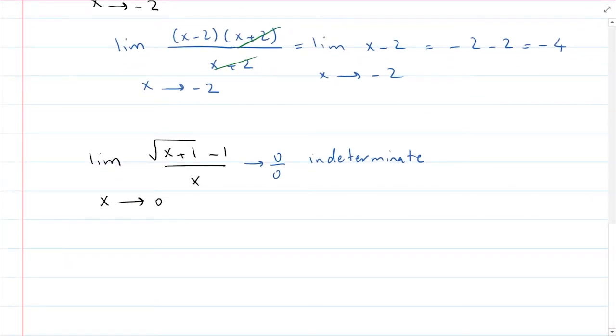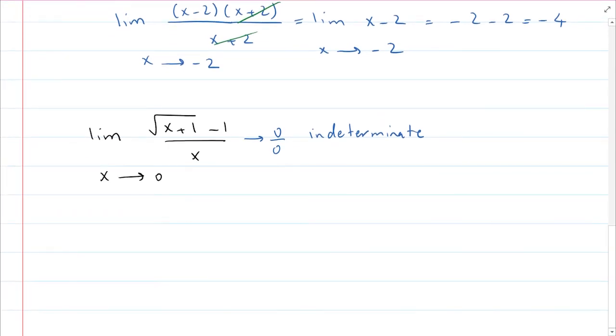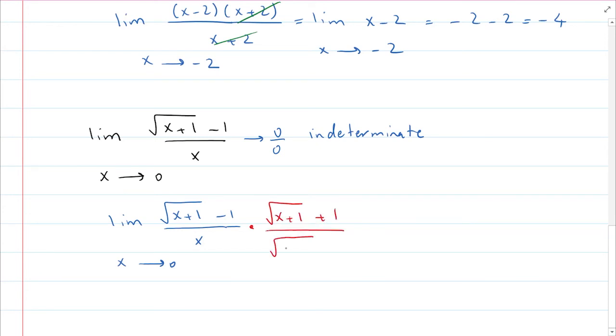Now, I cannot really cancel anything here. Whenever you get a root, either on top or bottom, and you get 0 over 0 when you substitute, usually the technique that we use is multiplying by the conjugate. And I'm just going to rewrite this limit as x approaches 0. And I'm going to multiply this by the conjugate of the side that has the root. So in this case, it will be square root of x plus 1 plus 1 over the same thing. Obviously, when you multiply by the conjugate, you're going to multiply the top and bottom by the same number. And the way I got the conjugate is I took these two terms and just changed the sign in between, so I put a plus in here.